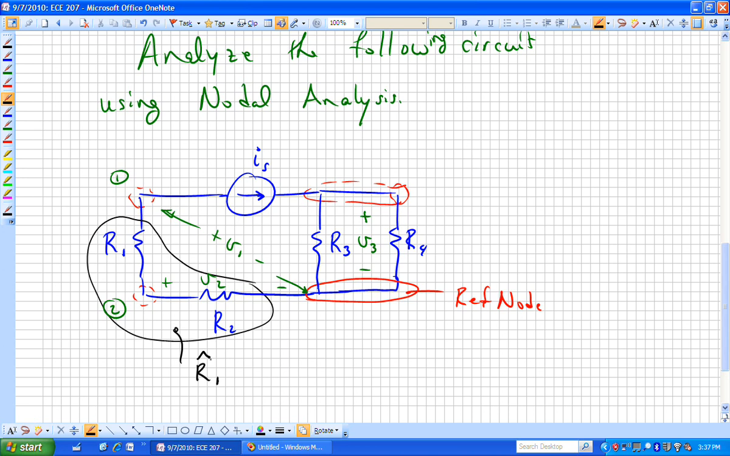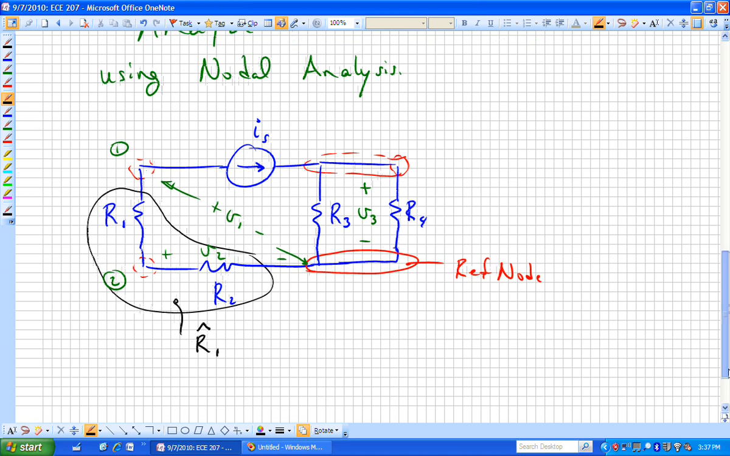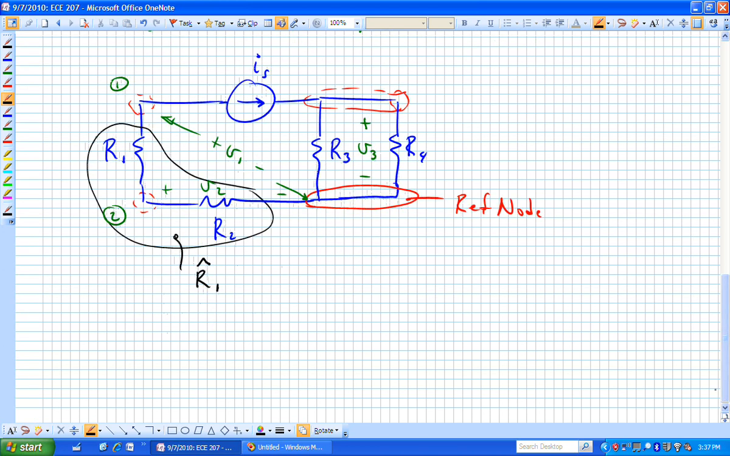And then I would just have 2 node voltages, V sub 1 and V sub 3, as I've defined these. And if I needed to find V sub 2, I could find it subsequently to finding V sub 1, because I could find the current going, well, we sort of know the current. Let's just find the KCL equations.